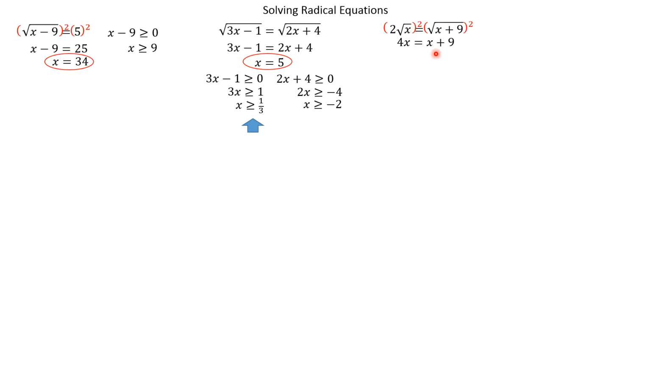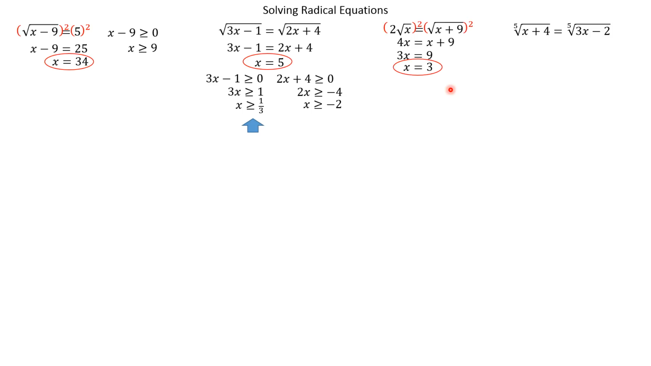And then we solve it from there. Subtract x to get 3x equals 9, divide by 3, x equals 3. We can plug them in. 2 times root 3 equals root 3 plus 9, that's root 12. Root 12 is 4 times 3, which is 2 times 2 times 3, which does simplify to 2 root 3. So x does equal 3.